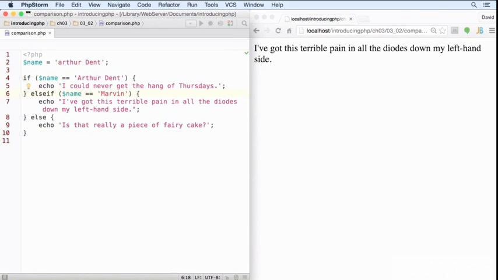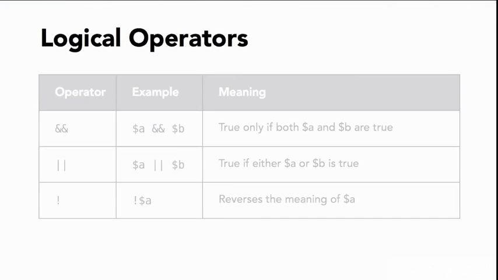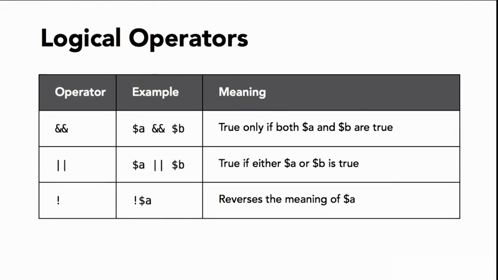So far, we've tested only one condition in each block, but very often you need to test more than one, and you do that with logical operators. The three most important logical operators are listed here. The first two are used for multiple conditions. When placed between two conditions, two ampersands means and. Both conditions need to be true. Two vertical pipes mean or. Only one of them needs to be true.